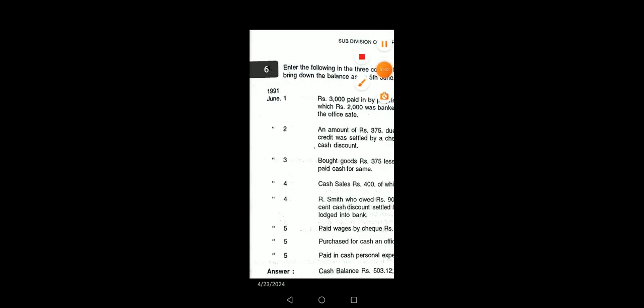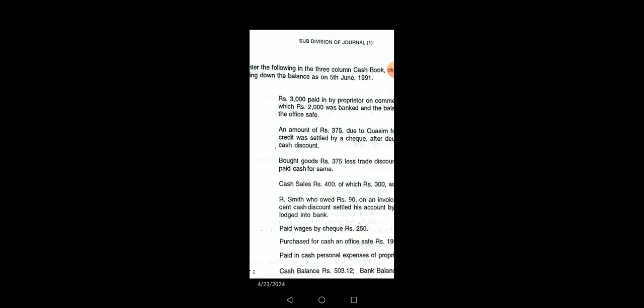Usually what happens, we are provided with different transactions for a particular month, and in this question we are related with June, and from June to June 5 there are few transactions given. Now these transactions are written in layman language, in simple English, and the accountant is responsible to receive these transactions and convert them into usable information. All right, what is that usable information?